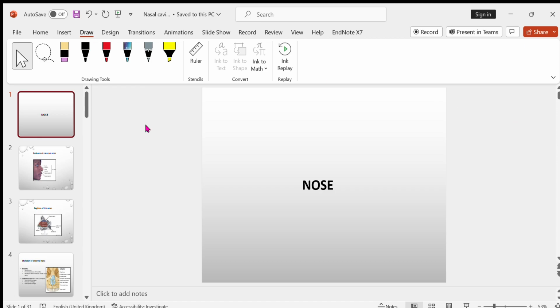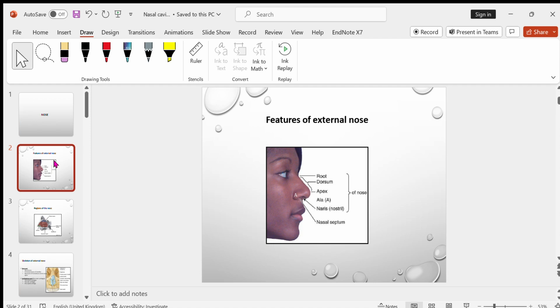So, the topic for today's discussion is the nose. We all know that the nose is located in the center of the face, and unlike the two eyes, we have one nose in the center. According to this picture, starting from above, just below the forehead is the root of the nose. The starting point of the nose is the root of the nose.